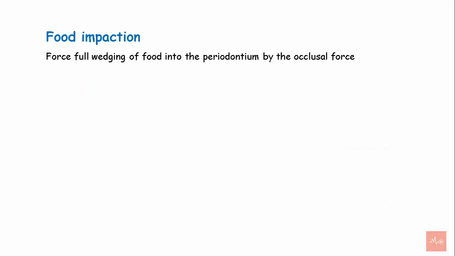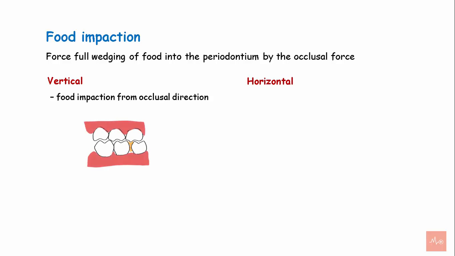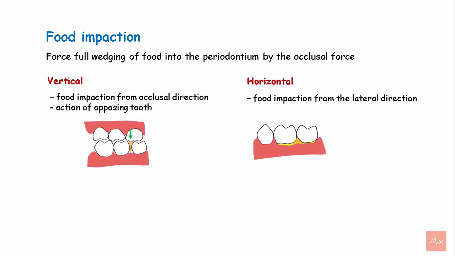Food impaction, as referred before, is forceful wedging of food into the periodontium by the occlusal forces. It can be of two types, vertical and horizontal. Vertical food impaction is from the occlusal direction and occurs due to the action of the opposing tooth. Horizontal food impaction occurs from the lateral direction and occurs by the action of tongue, lips, and cheek.